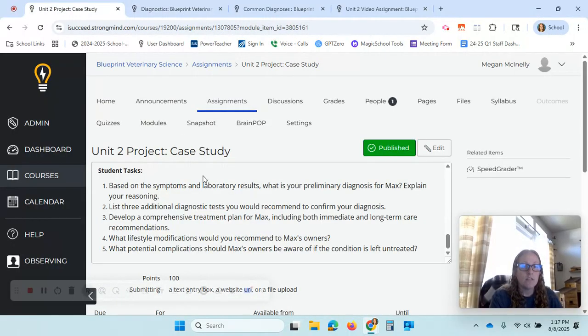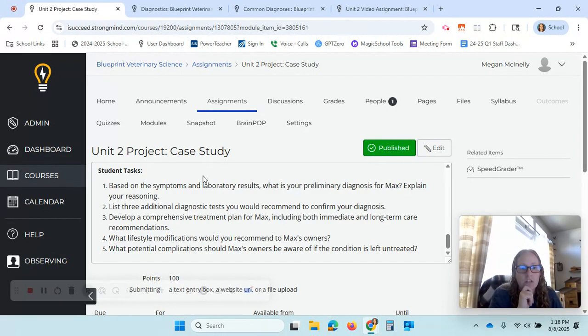Number 3, develop a comprehensive treatment plan for Max, including both immediate and long-term care recommendations. There's a hint there as far as whether this is a short-term or long-term concern. Hint, hint. This is a place where you're going to need to go outside of our course to do some research. Say my diagnosis is a foreign body, I don't know, and research treatment for foreign body. Let me know what you think that is.